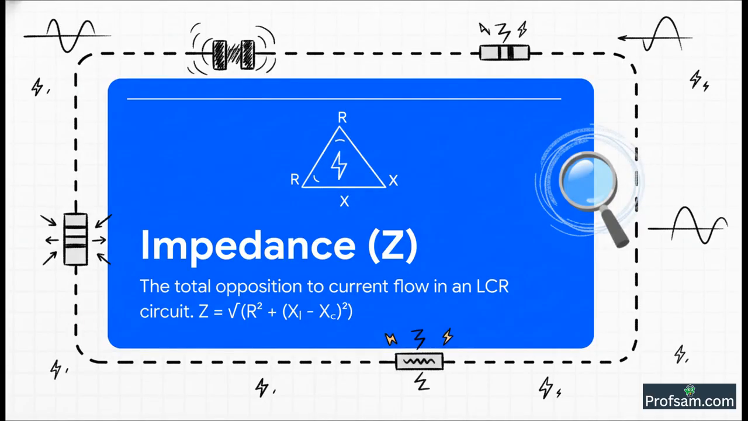This total opposition has a special name, impedance, represented by the letter Z. It's the overall effective resistance of the entire AC circuit. And as you can see from our triangle, its formula is Z equals the square root of R squared plus the square of XL minus XC. This formula beautifully combines the resistor's simple friction with the net result of that inductor-capacitor tug of war.